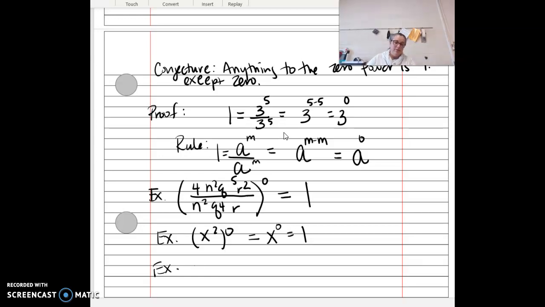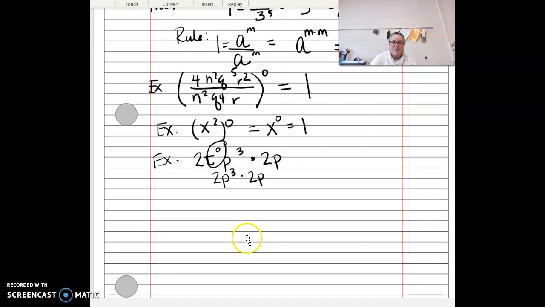So let's take a look at a problem like 2t to the 0 power p to the 3rd times 2p. The only thing to the 0 power is the t here, so we have to be careful. The t to the 0 is 1, so this is really 2p to the 3rd times 2p, which we can simplify. We can go farther. 2 times 2 is 4. P to the 3rd times p is p to the 4th. So we end up getting 4p to the 4th for that one.